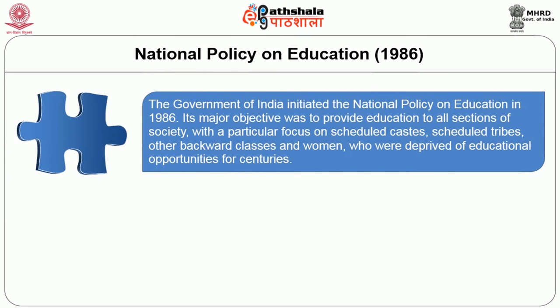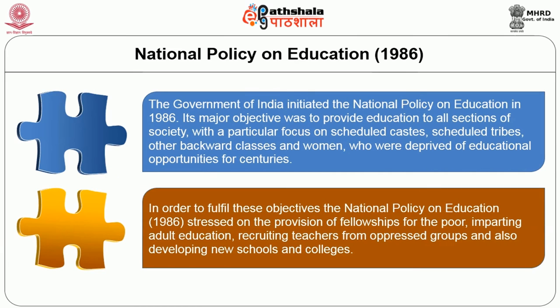The government of India initiated the National Policy on Education in 1986. Its major objective was to provide education to all sections of the society with a particular focus on scheduled castes and scheduled tribes, other backward classes and women who were deprived of educational opportunities for centuries. In order to fulfill these objectives, the National Policy on Education stressed the provision of fellowships for the poor, imparting adult education, recruiting teachers from oppressed groups, and also developing new schools and colleges.